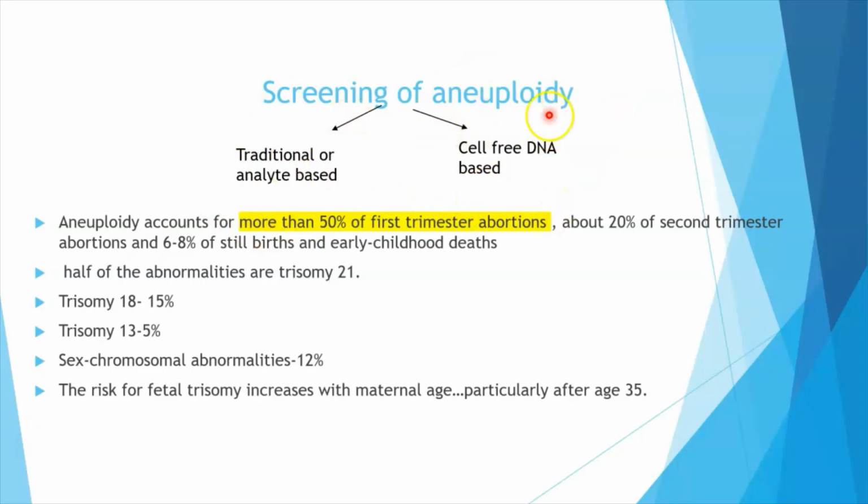Before we begin screening for aneuploidy, let's study what aneuploidy does. Aneuploidy accounts for more than 50% of first trimester abortions, about 20% of second trimester abortions, and 6 to 8% of stillbirths and early childhood deaths. Half of the abnormalities are trisomy 21. Trisomy 18 accounts for 15%, whereas trisomy 13 accounts for 5%, and other sex chromosomal abnormalities account for 12%. The risk of fetal trisomy increases with maternal age, particularly after age 35.